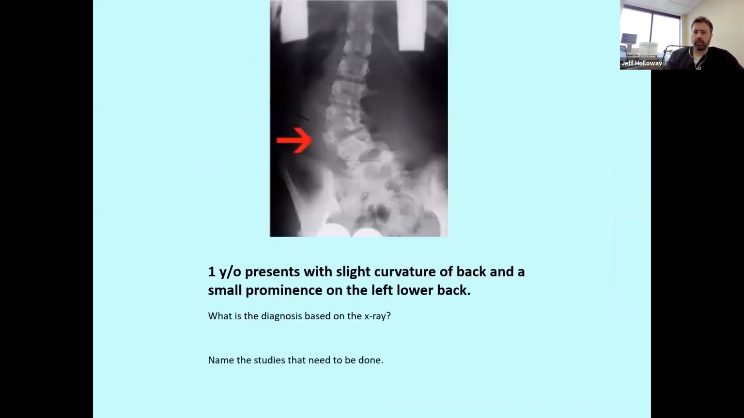So this is a 1-year-old that comes in for a slight curvature of the back that you notice and a small prominence on the left lower back. You end up getting an x-ray and you see this. Does anyone know what you're worried about in this patient? One, what do you see on the x-ray?